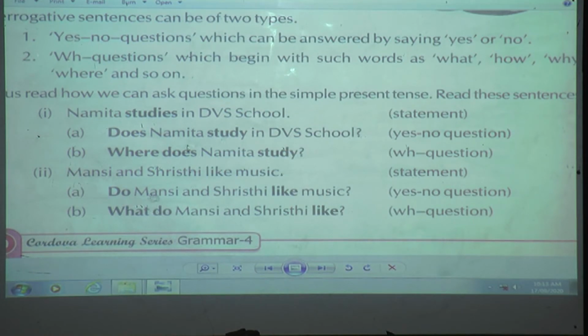Again I will repeat: Do Mansi and Srishti like music? Same. But here, whatever the answer is, for that we are not going to write. For example, what do Mansi and Srishti like? Here we are not going to write this, meaning the predicate. Okay, so we'll come on to the next page.